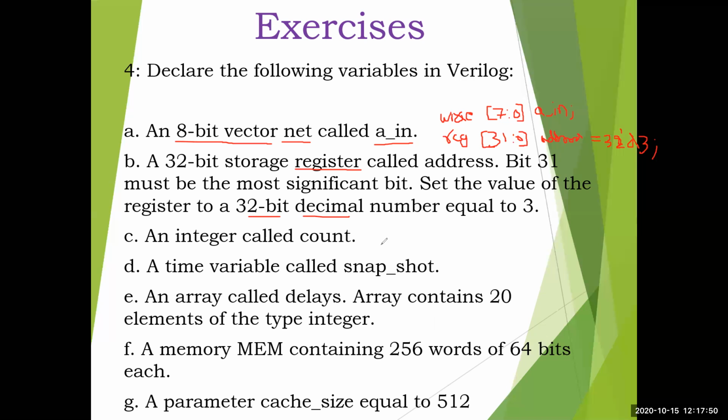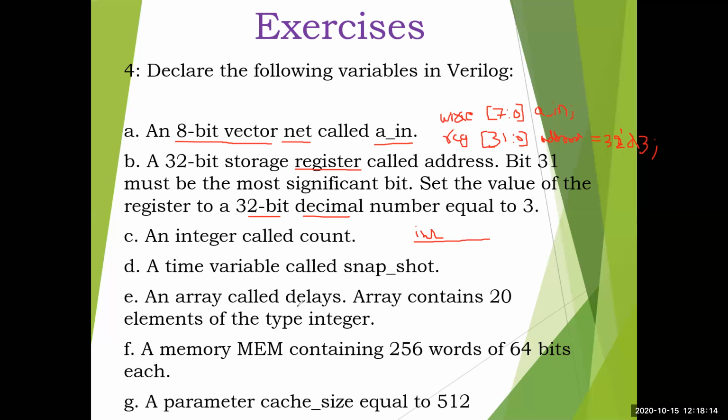Clear? So an integer called count. Integer is the keyword, and the variable is count, so you write integer count. Then a time variable called snapshot. The keyword is time, the variable name is snapshot, so time snapshot. Simple. This I won't write, you can note it down.